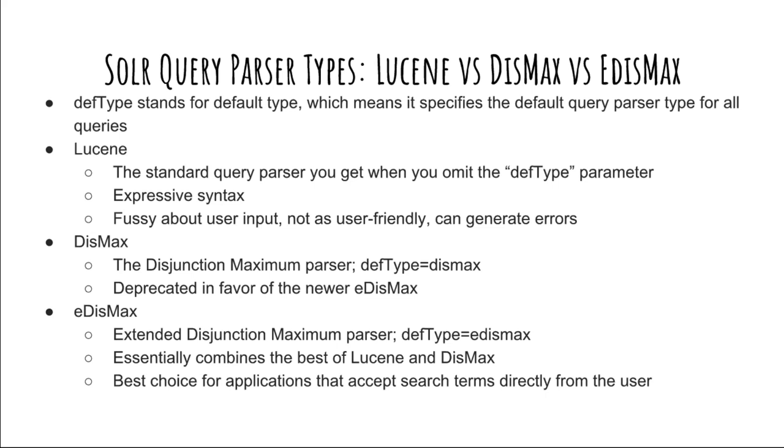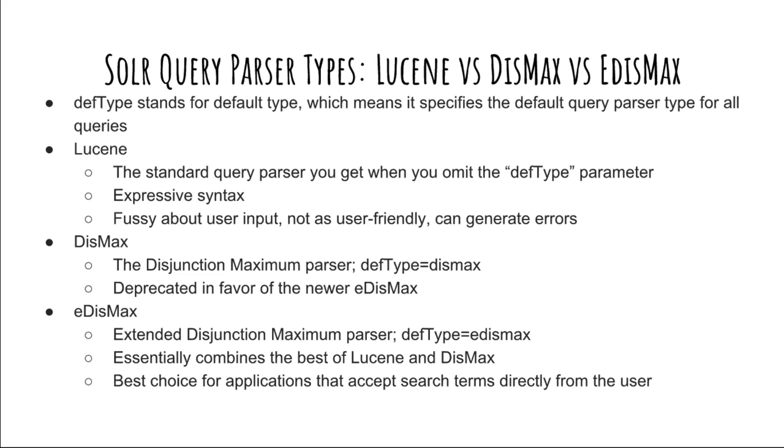Okay, this edismax gets into various query parser types that are available to us through Solr: the Lucene or standard parser versus the DisMax parser versus the EDisMax parser. defType stands for default type, in which we're specifying the query parser. If you leave that out, you get the standard Lucene parser, which has an expressive syntax, but supposedly, I haven't found this to be the case myself, it can be a little fussy about user input. It's not as user-friendly and can generate errors.